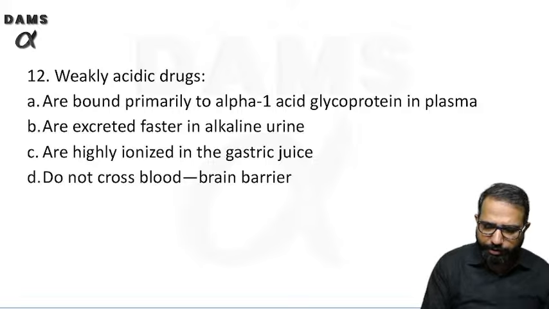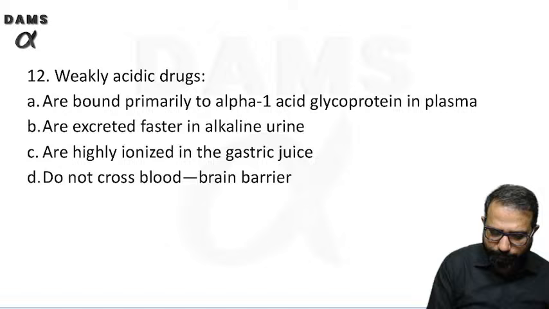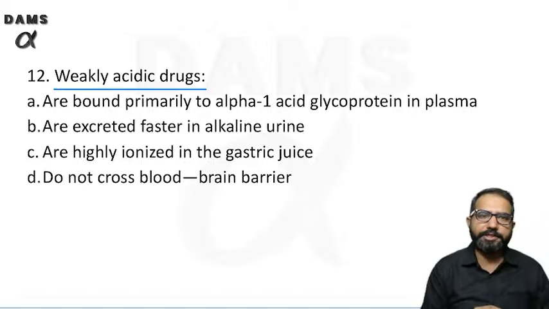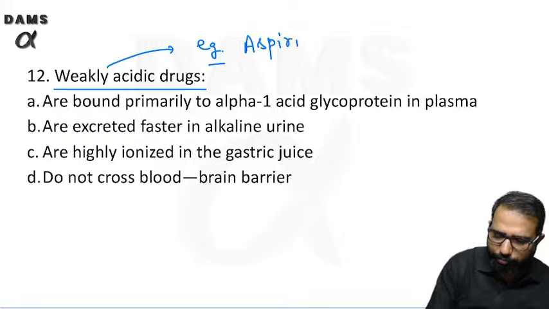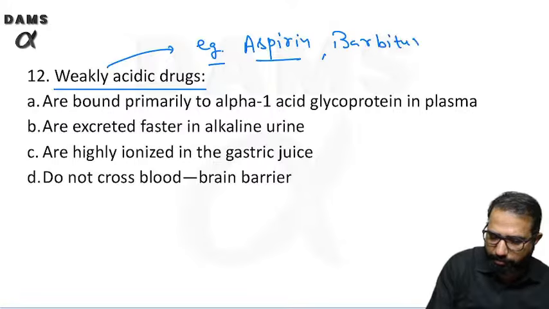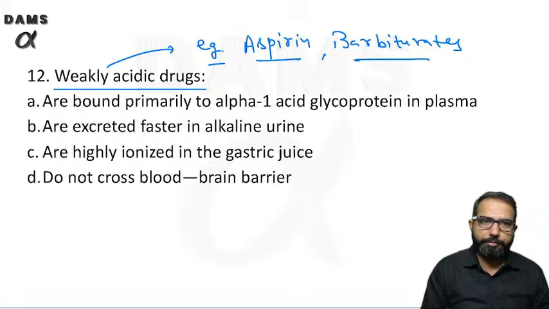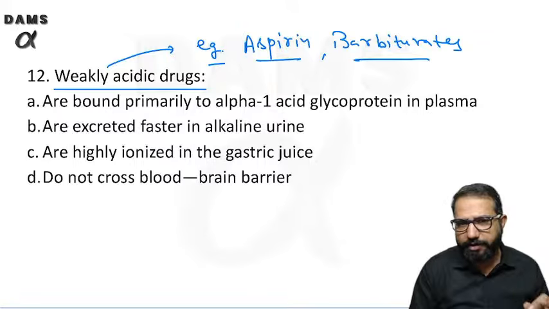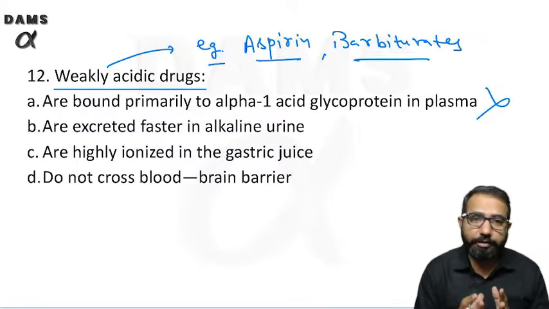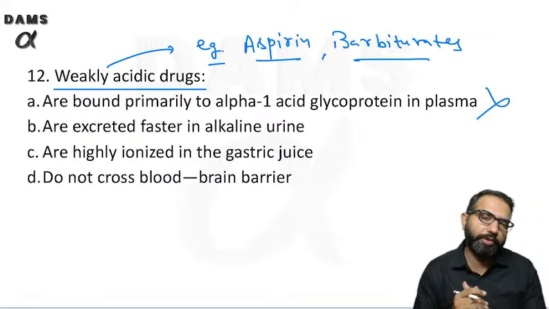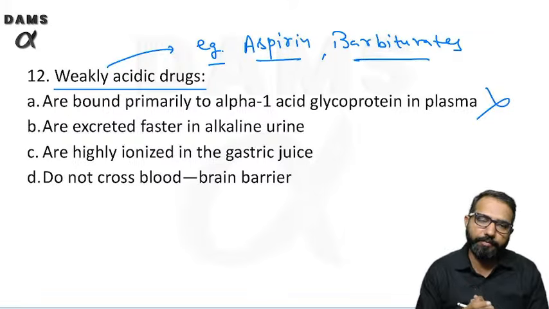Next question, weakly acidic drugs. Weakly acidic drugs, the best example is aspirin, barbiturates. These are weakly acidic drugs. So these drugs bind primarily to alpha-1 acidic glycoprotein? No, that is false. They primarily bind to albumin, not alpha-1 acidic glycoprotein. Basic drugs bind to acidic glycoprotein, like amphetamine.